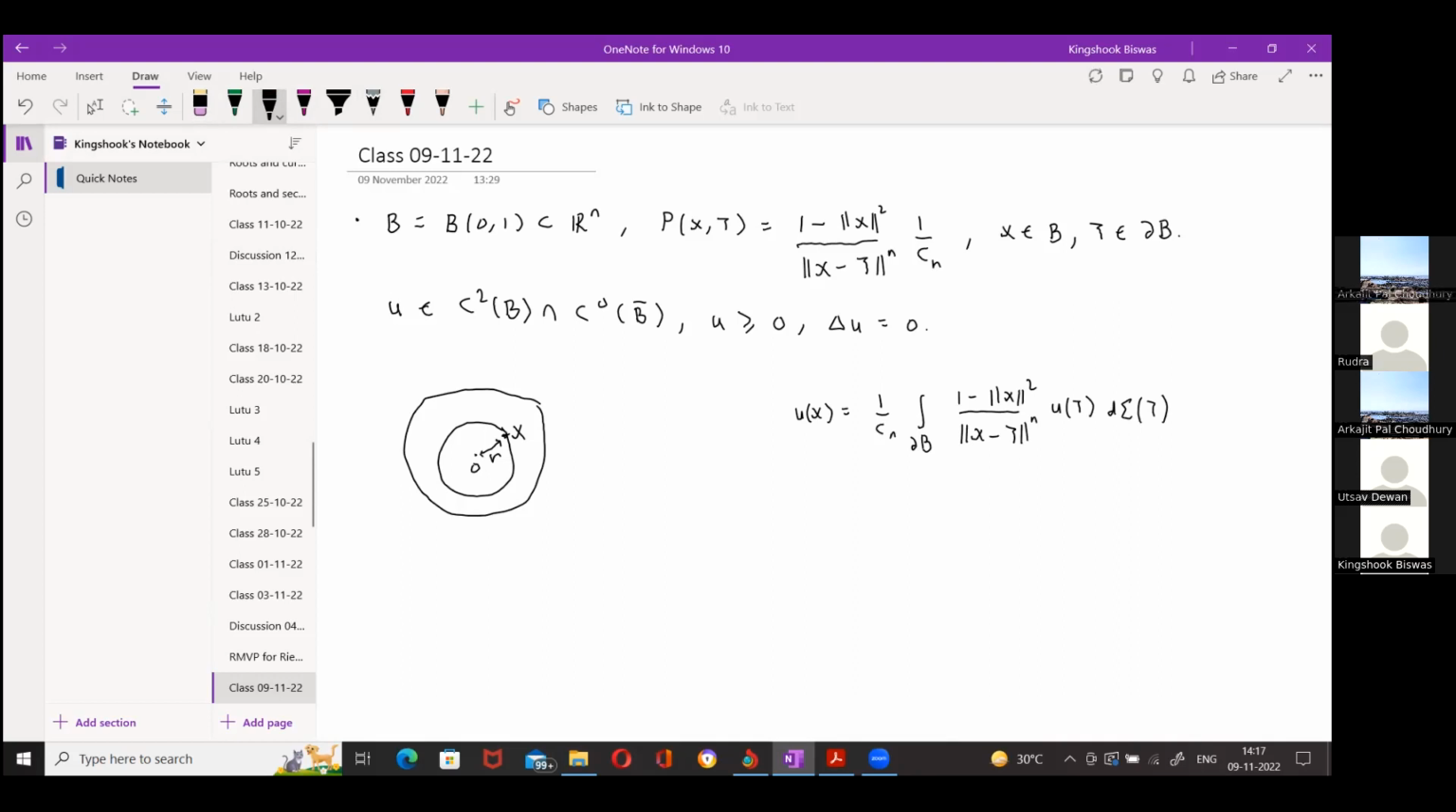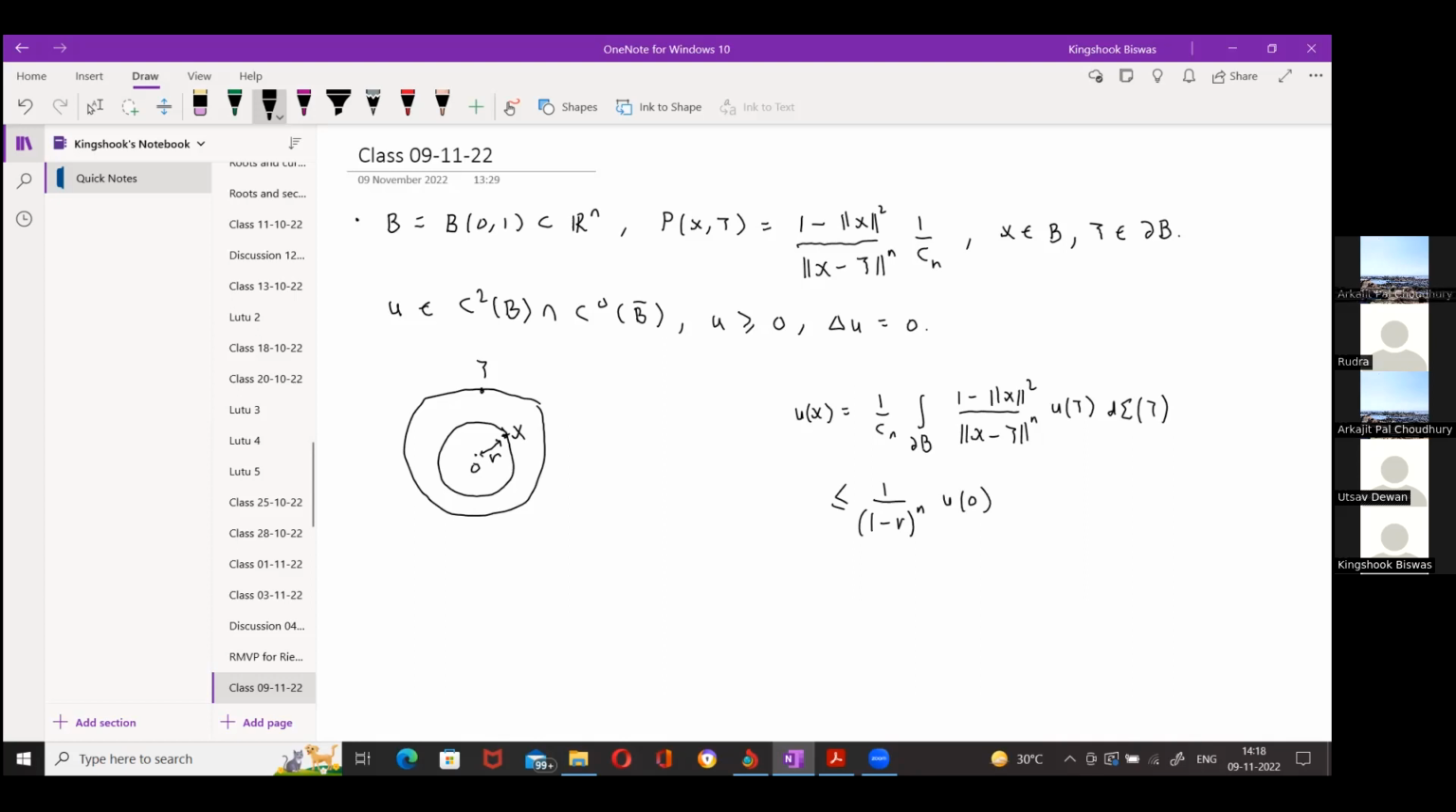And the point is I can bound the Poisson kernel from above and from below. First of all, 1 minus norm x squared is less than or equal to 1. And norm x minus xi is greater than or equal to 1 minus r, because xi is on the boundary and x is inside the ball of radius r. So the kernel is less than 1 over 1 minus r to the power n. And then this integral, 1 over Cn, u xi d xi, by the mean value property, is u0.